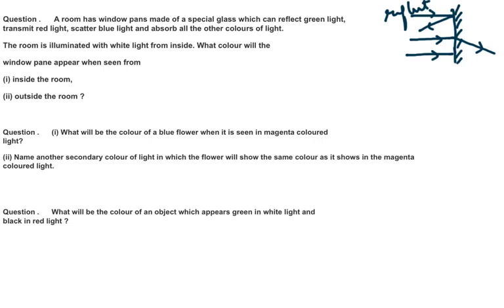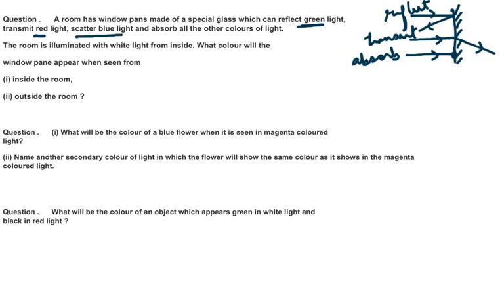Reflection means the same light is transmitted back. Transmit means it lets it go through and travel further. And absorption is this ray terminates at this surface. Okay, now look at this question. The window panes of this room are such that it reflects green light. That means this green light is going to remain inside the room. Transmit red light. Red light is going to go outside the window, outside the room.